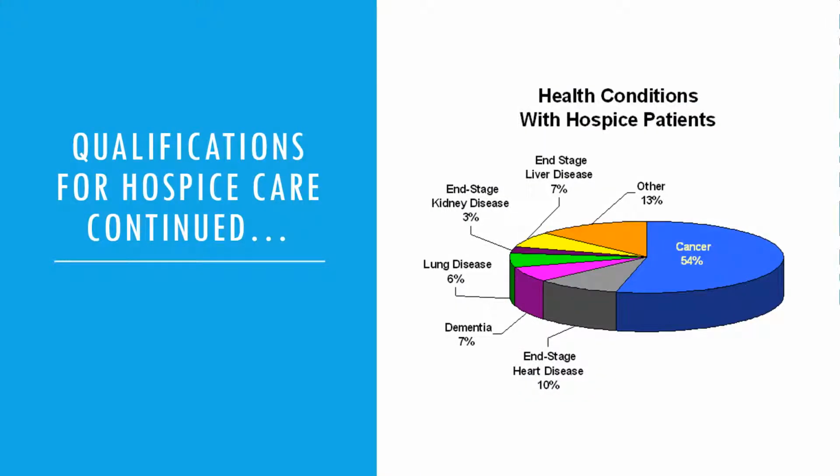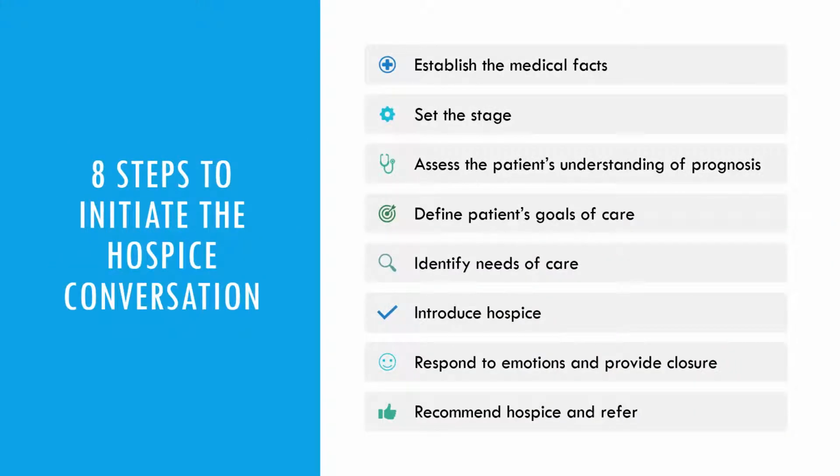This slide shows some health conditions most hospice patients have, including end-stage liver disease, end-stage kidney disease, lung disease, dementia, and end-stage heart disease. The most common health condition for hospice patients is cancer at 54%. Now we're going to talk about 8 steps to initiate the hospice conversation.